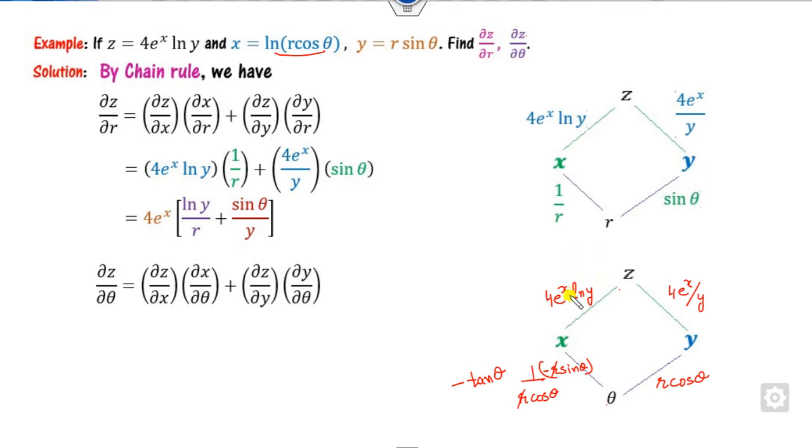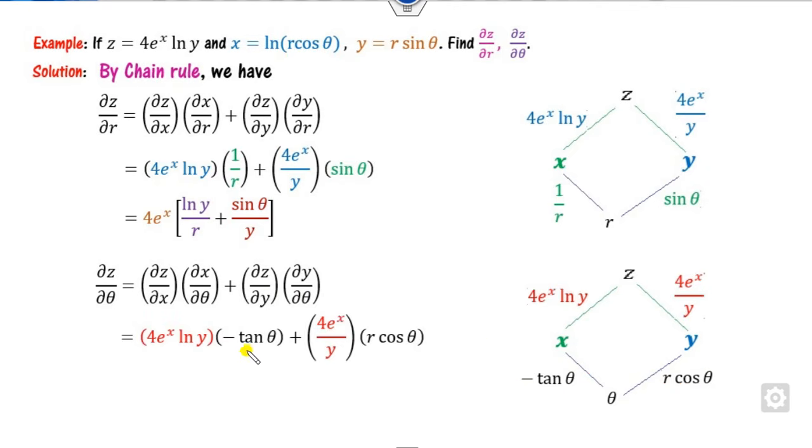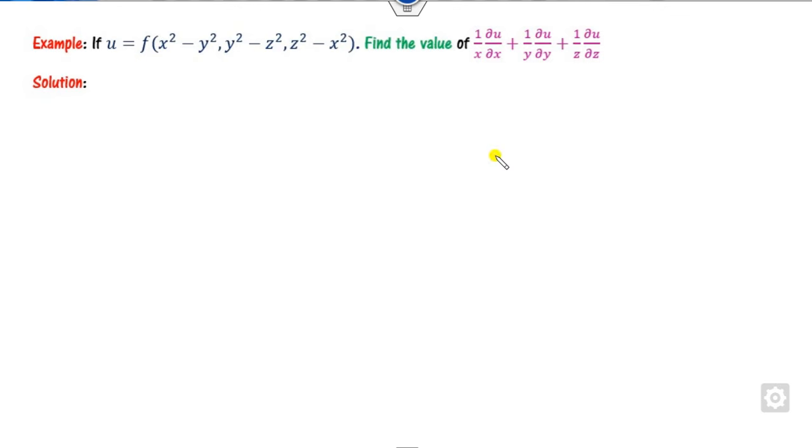So I can substitute 4e^x into minus of tan theta. Again you can see 4e raised to power x is common, and this is the required answer. Or you can find the value of e raised to power x from here, substitute, this is the right answer. Look at another one.